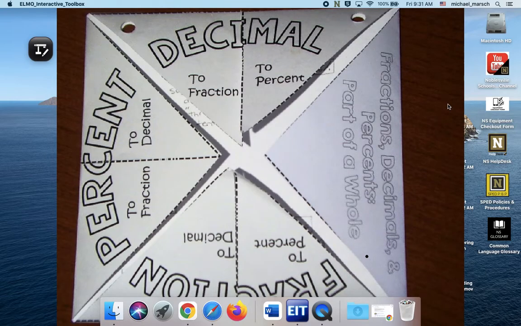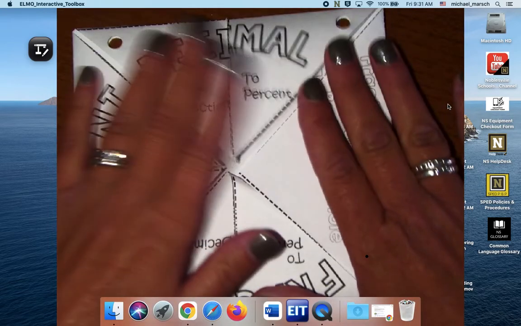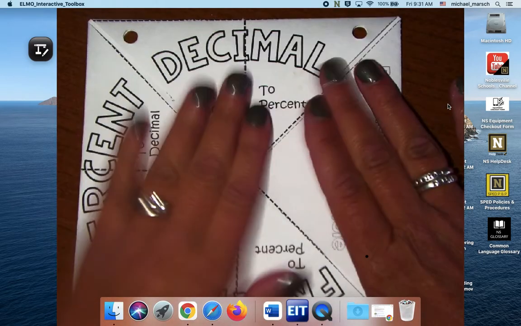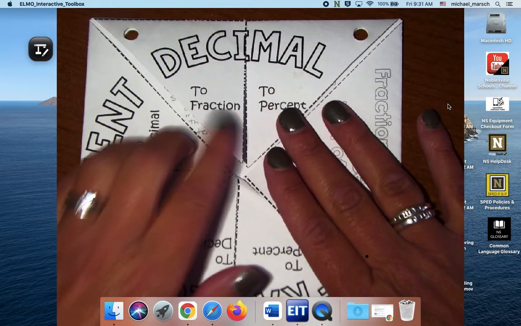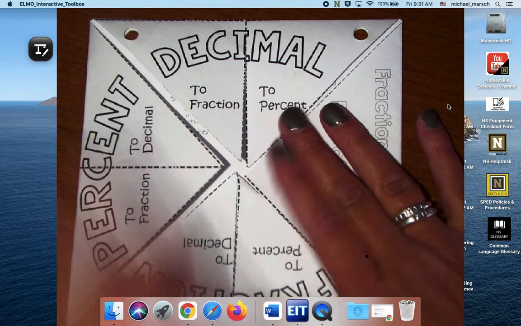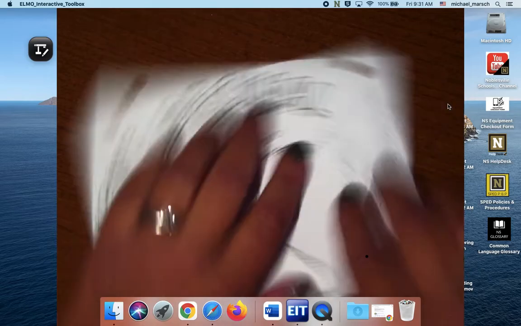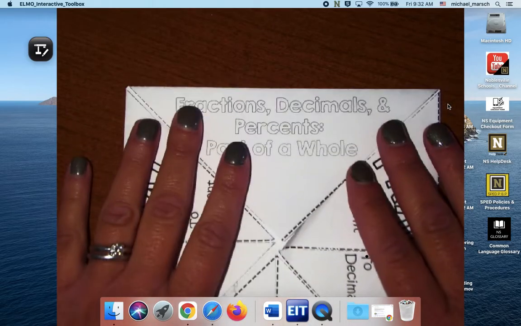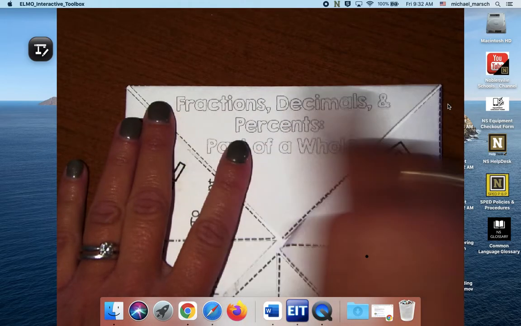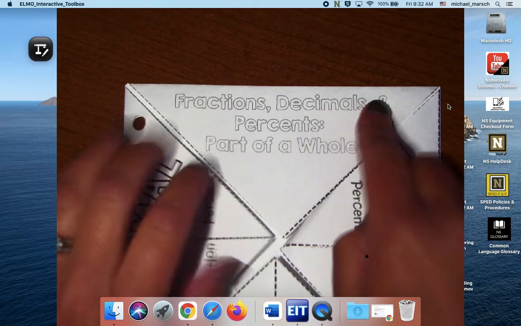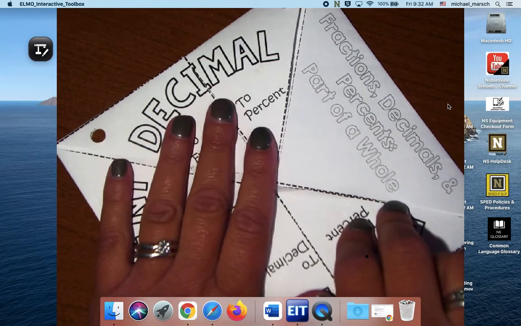Okay, so yesterday we put together, and by put together I mean we cut out and we did the folding, and we had all of our flaps ready, this beautiful foldable to help us with converting between fractions, percents, and decimals. Really the only difference between mine right here and yours should be where the hole punches are. Your hole punches are here, and mine are over here. So not a huge difference.